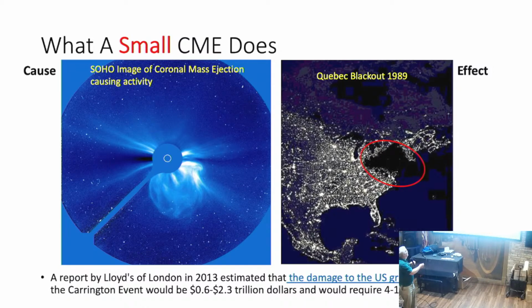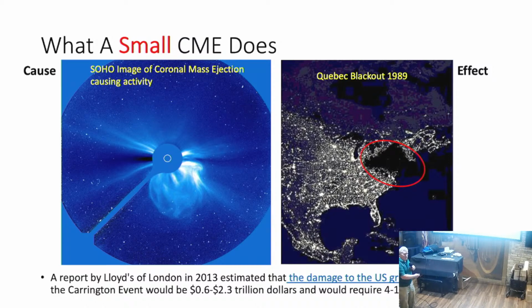And, I don't know, maybe 2 days later, this mass of stuff hit the Earth, and this was the result. In 1989, Quebec, Upper New York, and parts of New England, the electrical grid went down. No lights, no electricity anywhere for a couple days. That's what a small CME does. The next time we have a large CME, a Carrington event, okay?